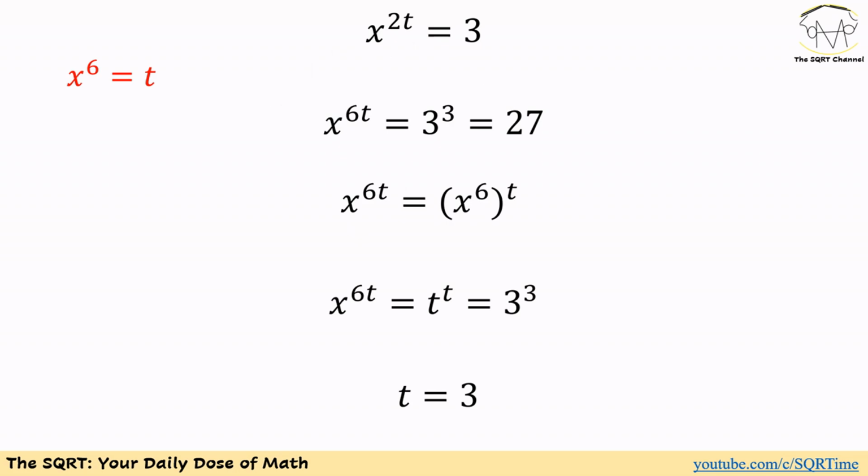If x to the power of 2t is equal to 3, and we take the power of 3 of both sides, we will end up with x to the power of 2t to the power of 3 is equal to 3 to the power of 3. X to the power of 2t to the power of 3 is going to be x to the power of 6t, and we have x to the power of 6t is equal to 3 to the power of 3. Now remember, x to the power of 6 was t. We can write it as t to the power of t is equal to 3 to the power of 3. And obviously, t is going to be 3.